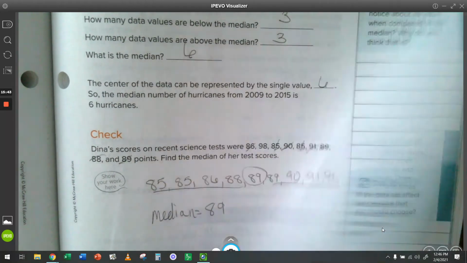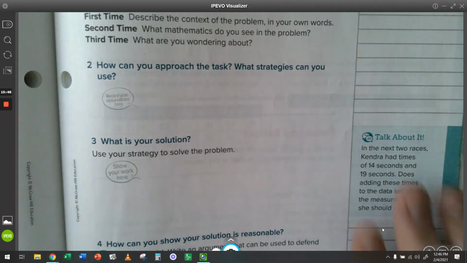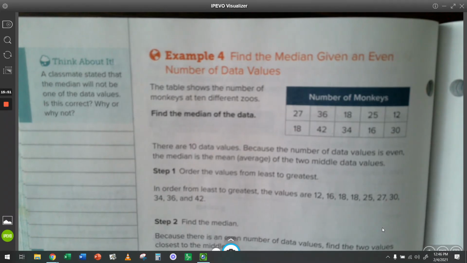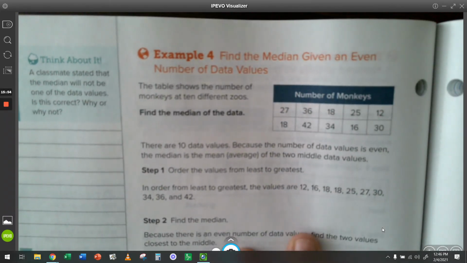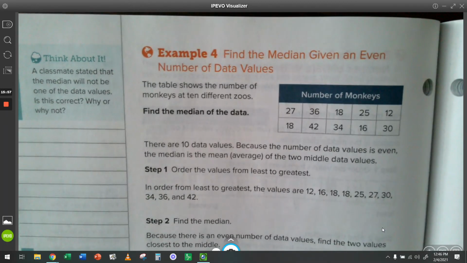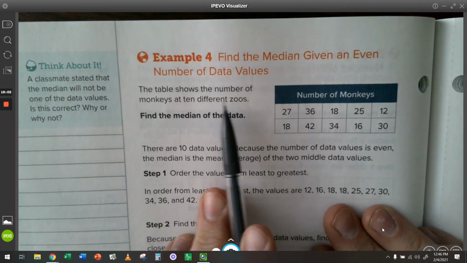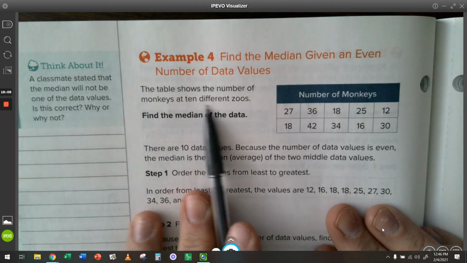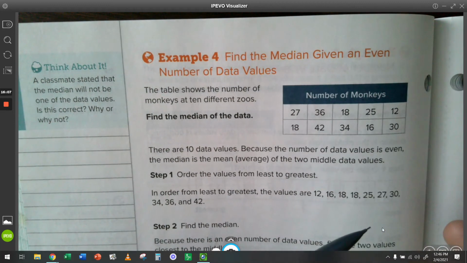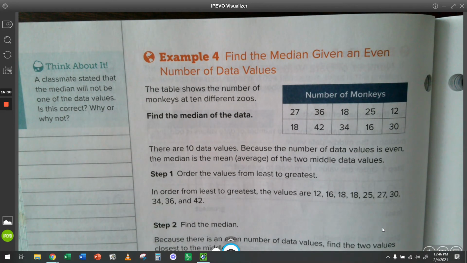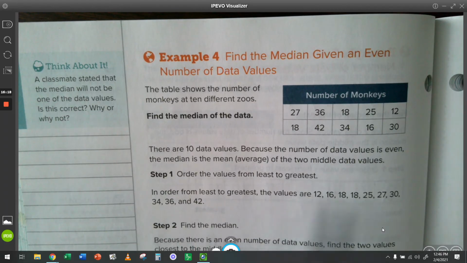Okay, let's take a look. Now, what happens though when we have an even number of data points? What's going to end up happening is we'll have 2 in the middle. And what we actually do if we have 2 in the middle is we add them together and divide by 2. Okay, so let's take a look at this problem. We have the table showing the number of monkeys in 10 different zoos. Now, because there's 10 data points, that's an even number. That means we're going to have 2 in the middle. So we do the same steps, organize them from least to greatest, and then we find the median.